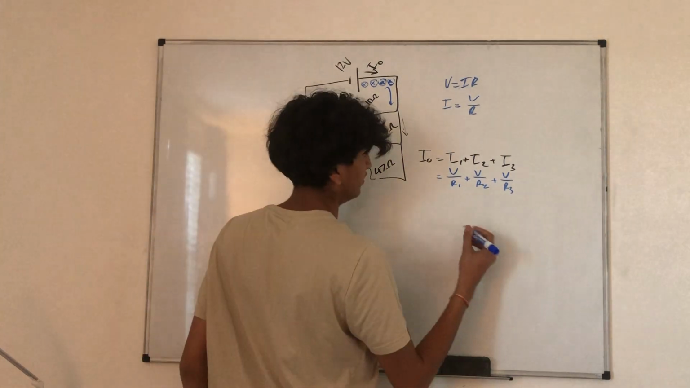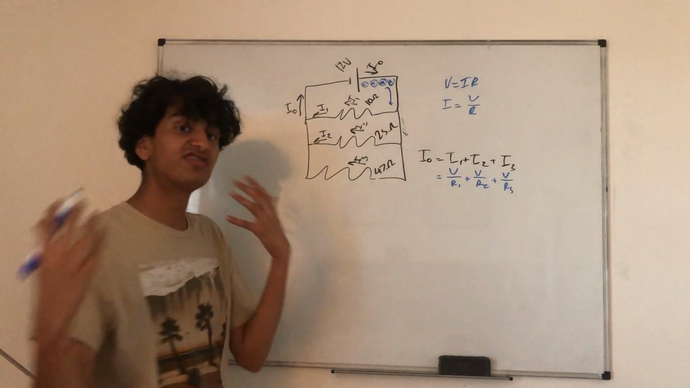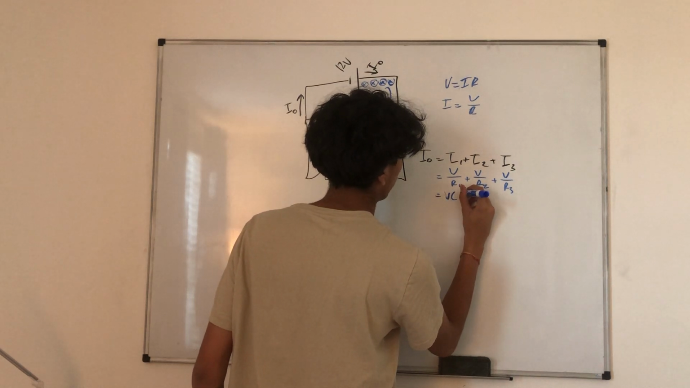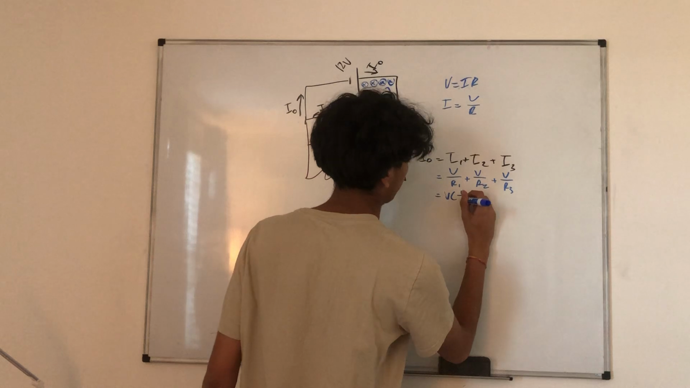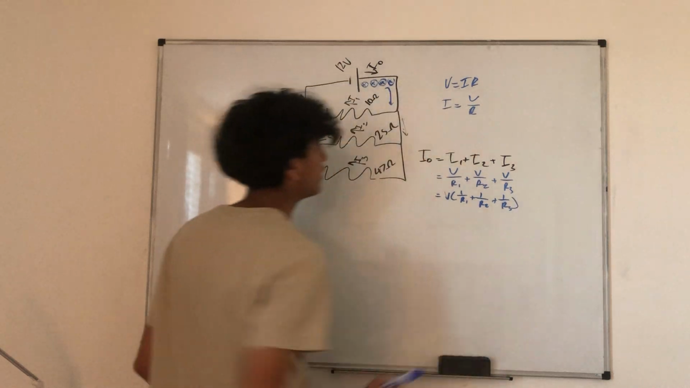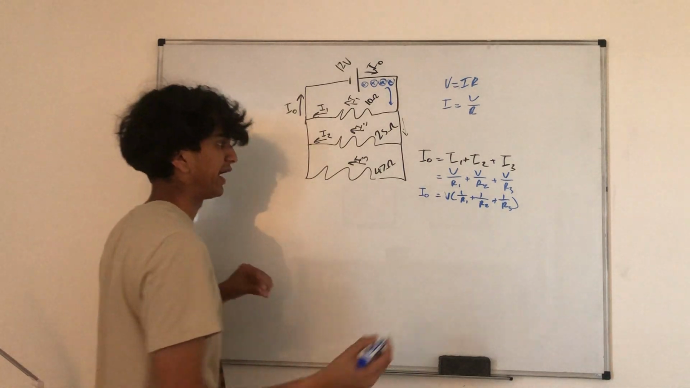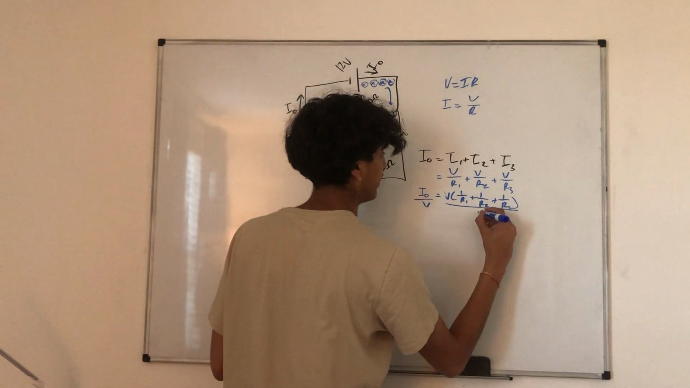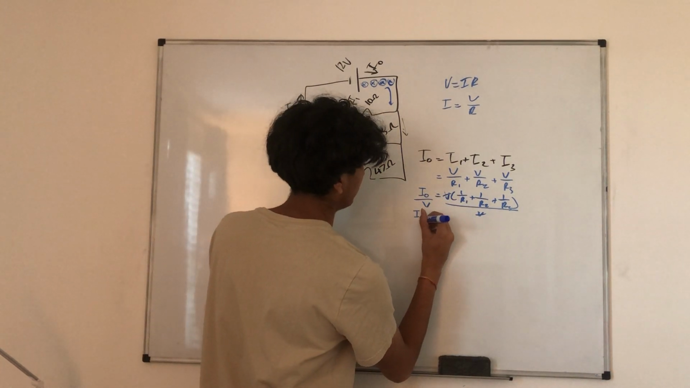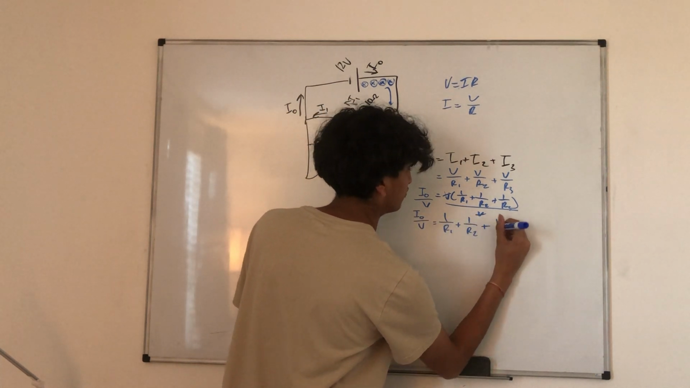And now what I can do, hopefully this makes sense, is that the voltage across each resistor is the same. I can factor out this V. This whole thing is equal to V times 1 over R1 plus 1 over R2 plus 1 over R3, right? So I get this is equal to I initial. If I divide both sides by V, these V's drop, and I get I initial over V is equal to the sum of the reciprocals of each resistor.